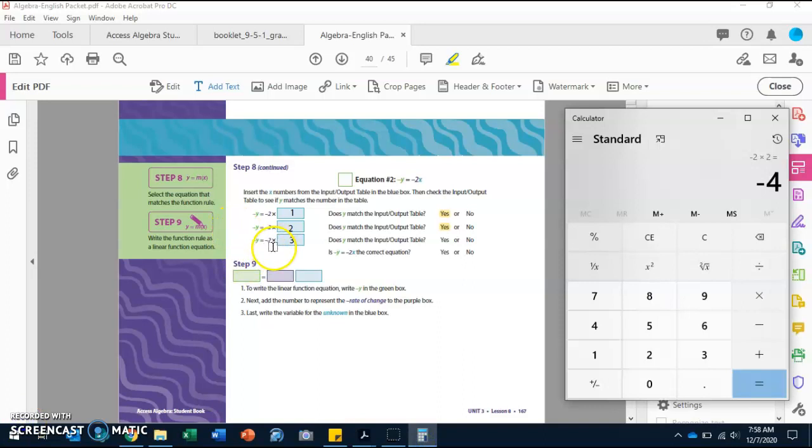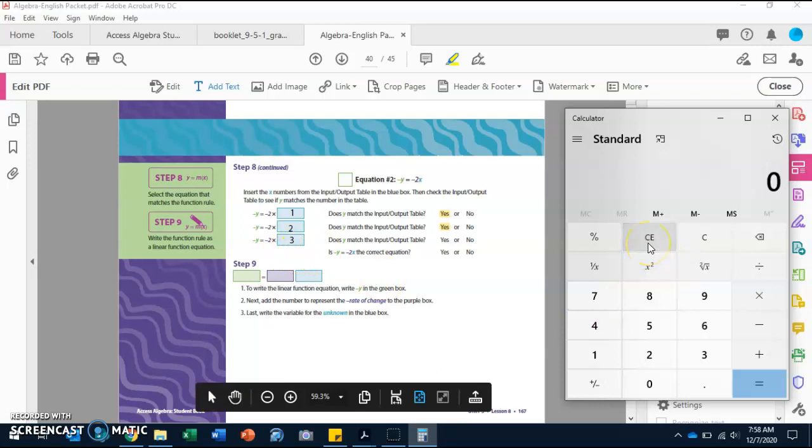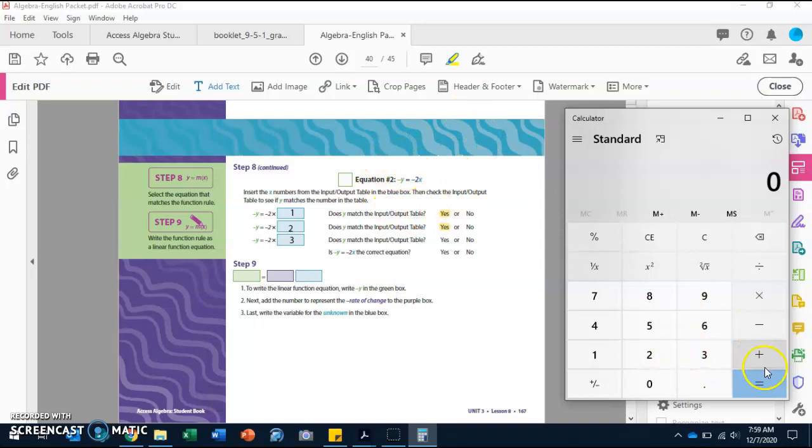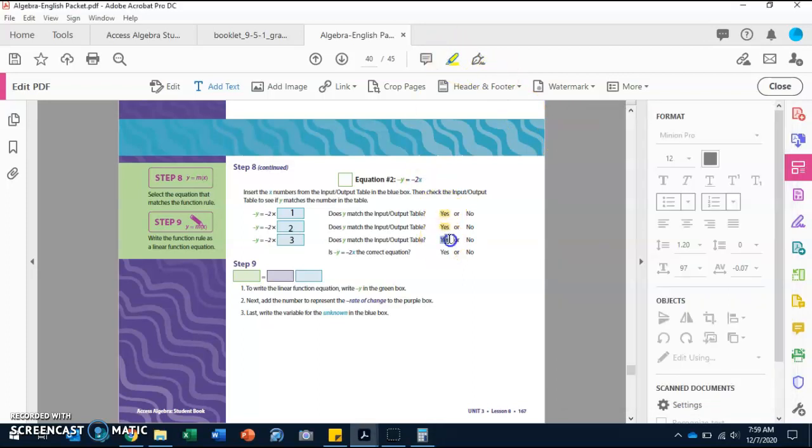And now for our last question, guys. Negative 2 times 3. So let's do it again. See if this maybe could be our equation. So we're going to do negative 2 times 3, and it gives us negative 6. Is this the same as how we have it in the input and output table? Yes, good job. So here it is yes.